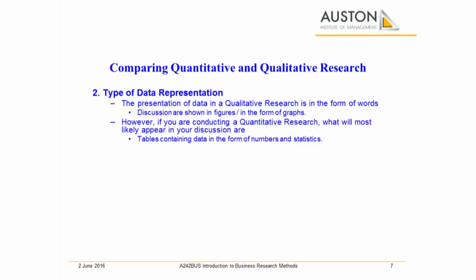Next, we also need to decide how we're going to represent the data that we've collected, whether it's quantitative or qualitative. Now, we need to decide how you're going to present that data. When it comes to qualitative research, the way that we present the data is by using figures and forms of graphs. For quantitative, we use tables and statistics to represent the data that we've collected.